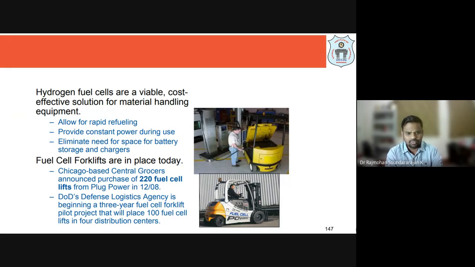So these fuel cell forklifts are in place today. You can see that they are all run with fuel cell power. Particularly this Chicago based Central Grocers announced the purchase of 220 fuel cell lifts from Plug Power Company in 2008. Similarly, the Defense Logistics Agency is also beginning a 3-year fuel cell forklift pilot project that will place around 100 fuel cell lifts in 4 distribution centers of the company. So there is widespread acceptance of using fuel cell forklifts.